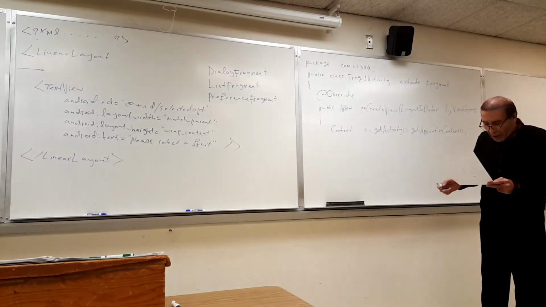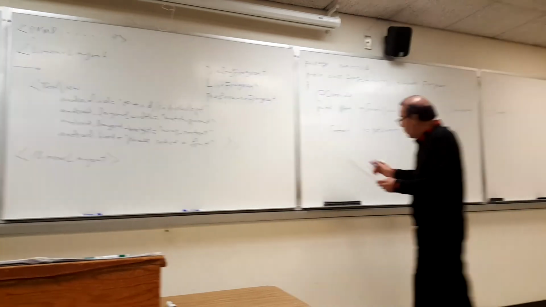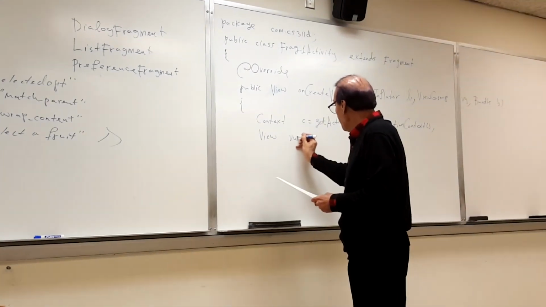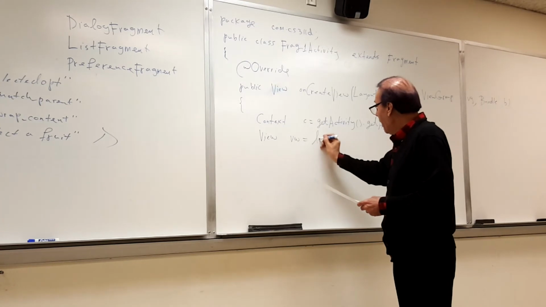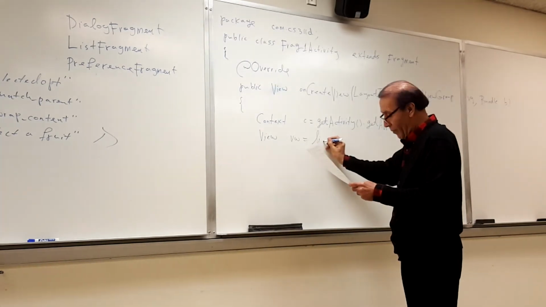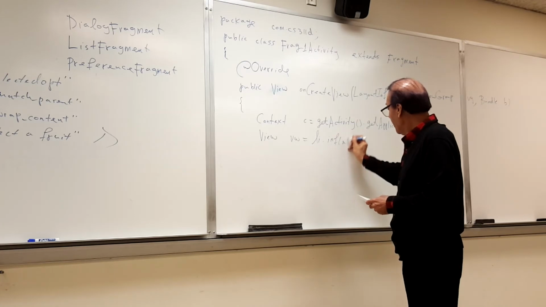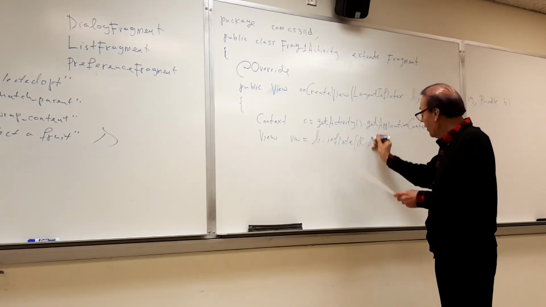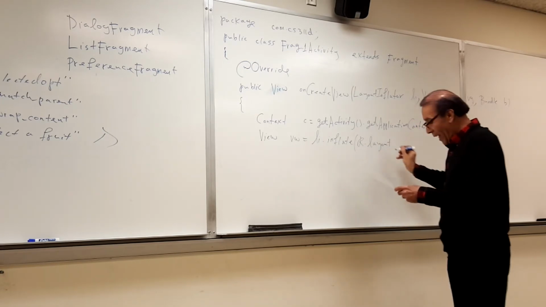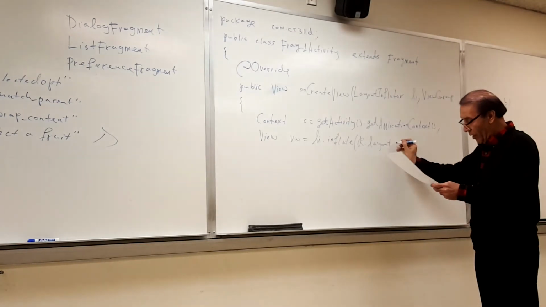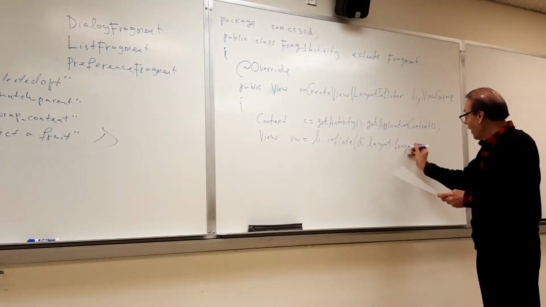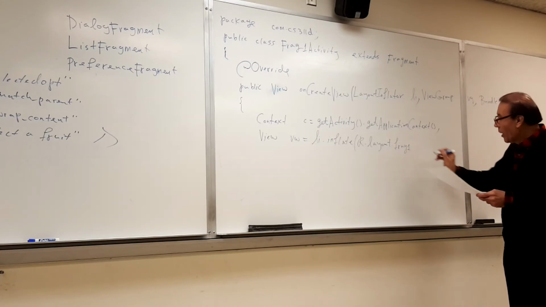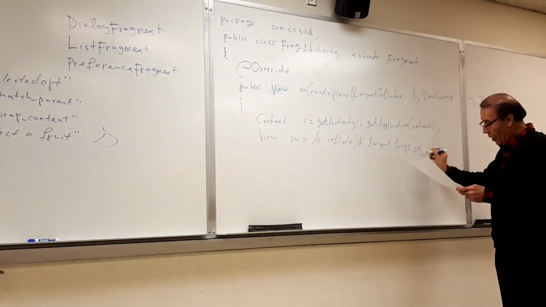Once the context is created, we need to take care of the view. vw equals li dot inflate, R dot layout dot frag1, our XML file was called frag1.xml, comma, vg, comma, false.